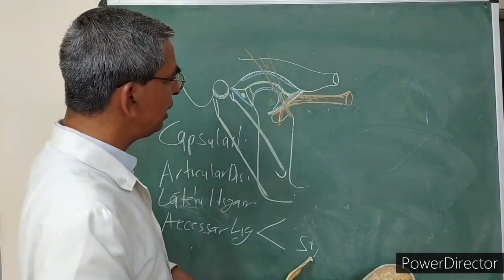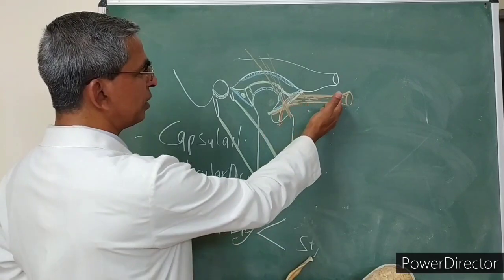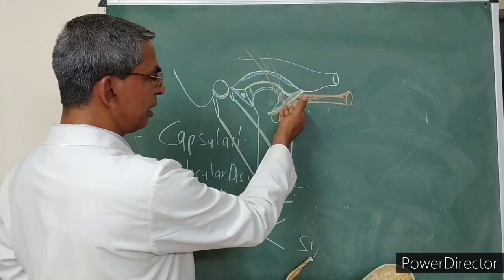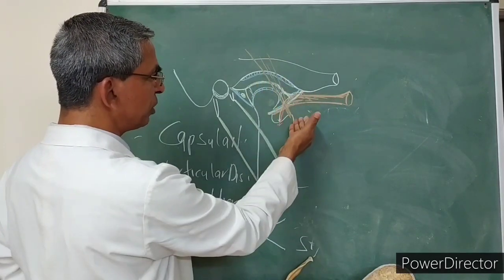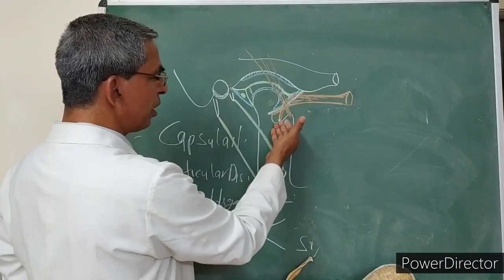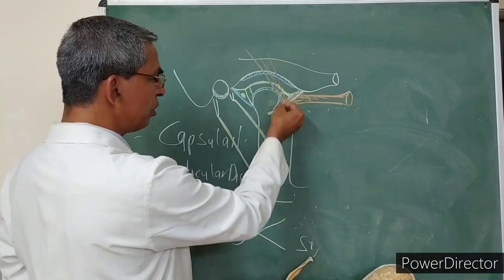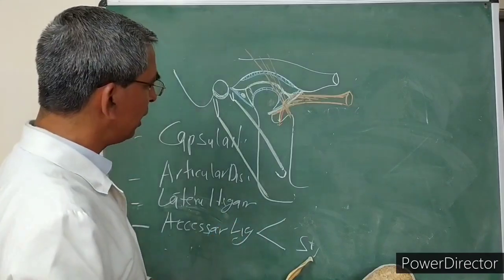Okay, so these are mainly the three structures that are anterior. The lateral pterygoid muscle tendon, the temporalis muscle here, and the masseteric nerve and vessel, and also part of the parotid gland here.